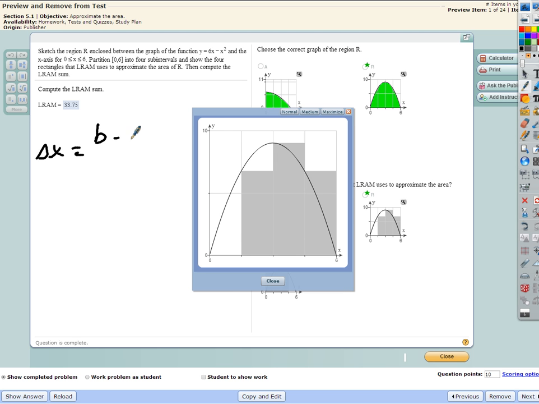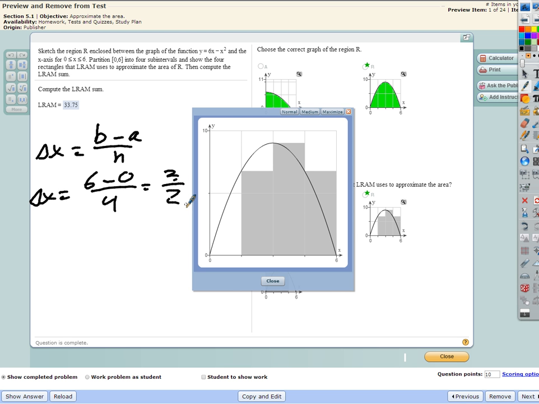B minus a is the width of the interval, right? Divided by n, sure. And in this case, we went from 0 to 6, and we used 4 intervals, right? So we would have gotten delta x equals 6 minus 0 over 4, which is 3/2. Oh, wait, so your interval is on top, and then your four is your number of rectangles? Well, they told us to make 4 rectangles. They're going to divide it into 4 subintervals.